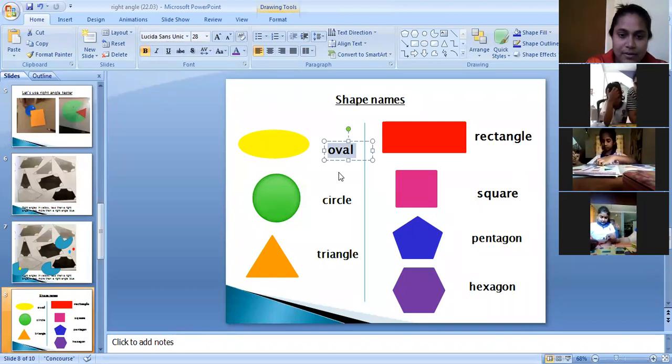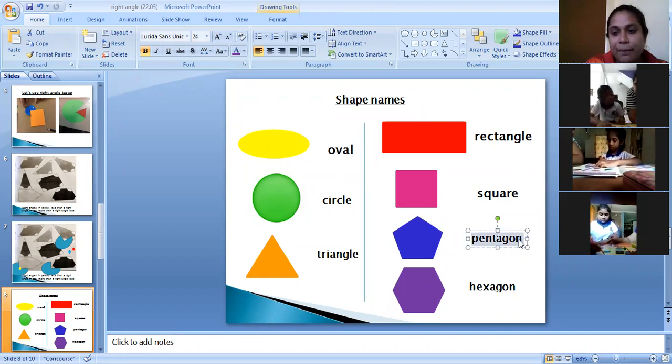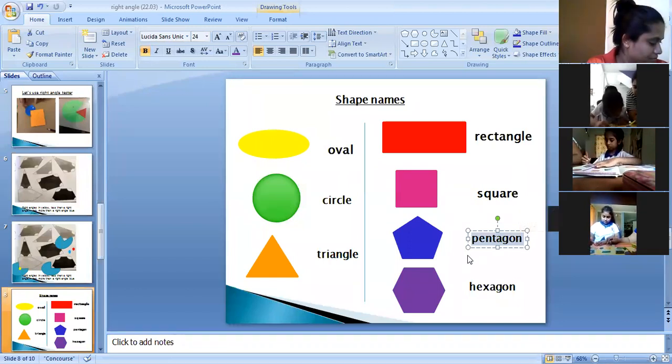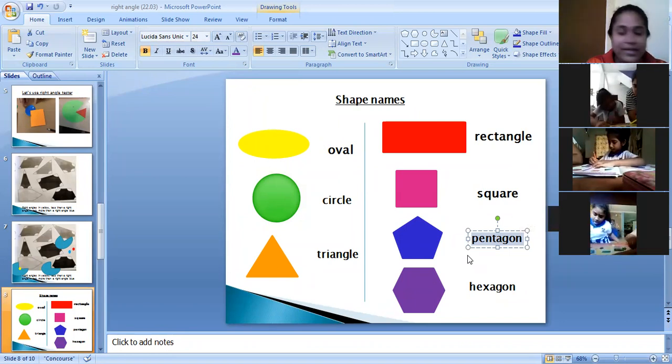Hexagon. Next, pentagon. This shape should have 5 sides. Pentagon. You have 3 pentagons.